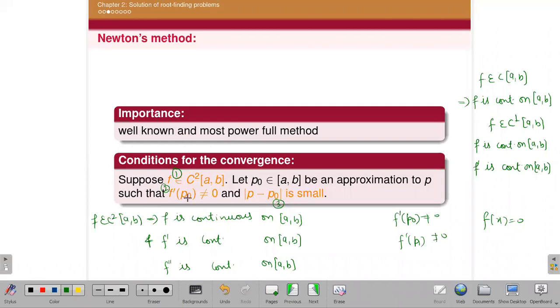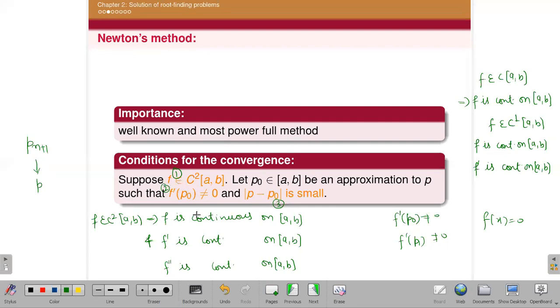Ma'am, this one, the method. Here actually, the conditions means the convergence conditions for Newton's method. Condition means if you are taking a sequence, suppose you are getting the sequence by using bisection method or by using Newton's method, when will it be converging to your root? If you take these conditions, then the sequence generated by Newton's method will converge to your root. So what are these conditions?